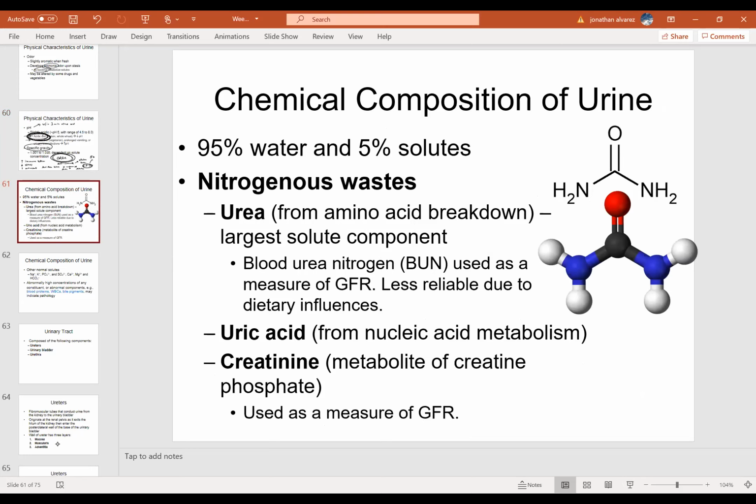Okay, so some of the nitrogenous waste will be urea. Urea comes from amino acid breakdown. Okay, there's your blood urea nitrogen test that's used. Usually the BUN and the GFR go together. Okay, you can also find uric acid. If uric acid is not being metabolized properly, you can get uric acid crystals, which is gout.